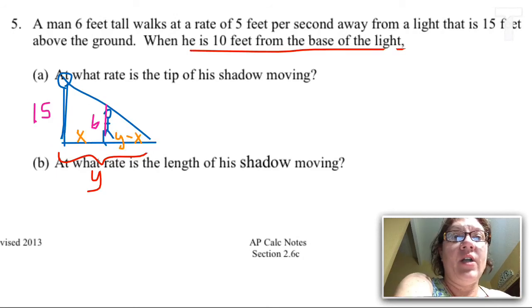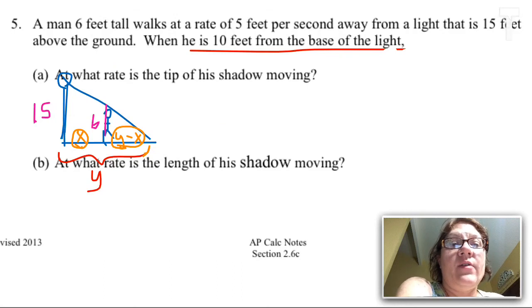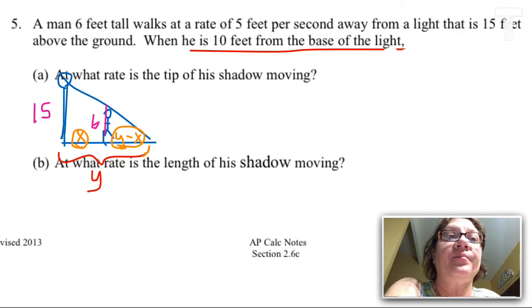Okay, so I had a change of heart, and I'm going to switch how I label these. I'm going to call this distance between the guy and the light post x, and the distance from the light post to the end of his shadow is y. So this remaining distance would be y minus x. It'll make it a little bit easier. Okay, so then I'm going to set up my similar triangles.